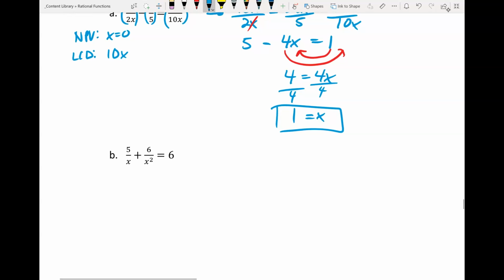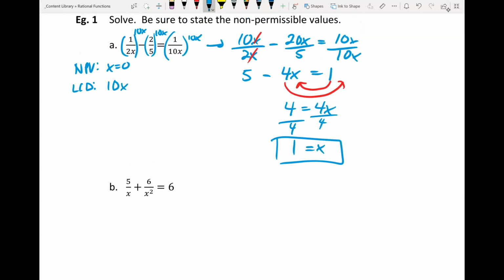And x equals 1 is not an NPV, so that would be our answer. And if you weren't sure, you could also plug this x equals 1 back into the equation to make sure your left-hand side of the equal sign is equal to the right-hand side of the equal sign.